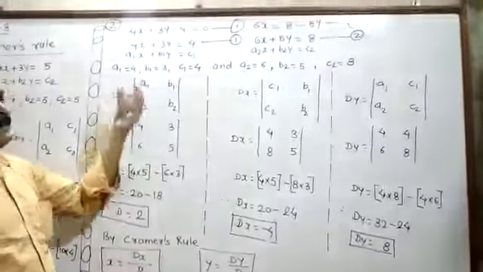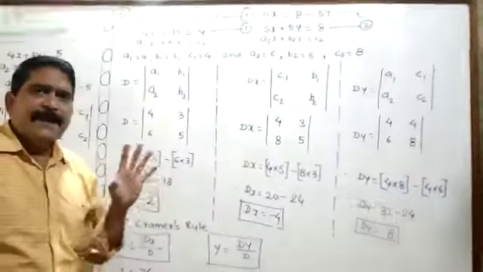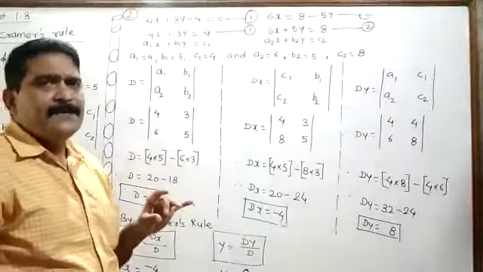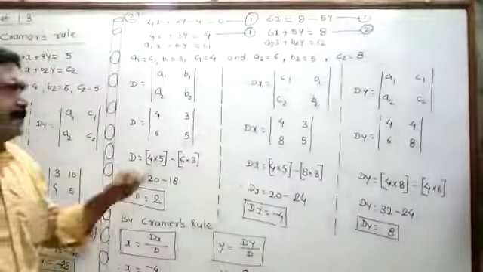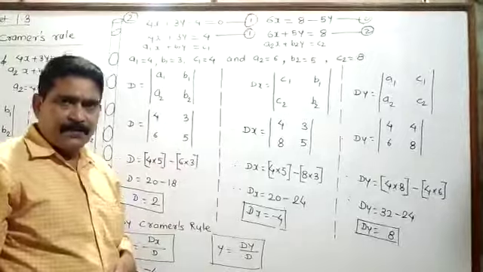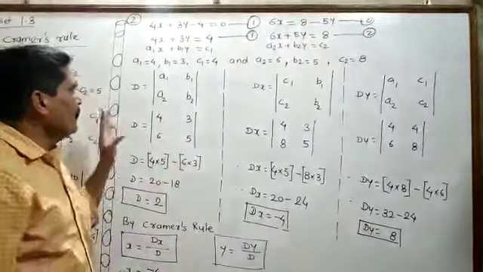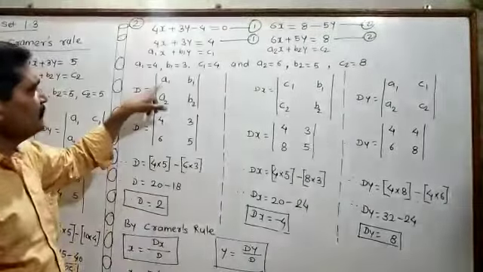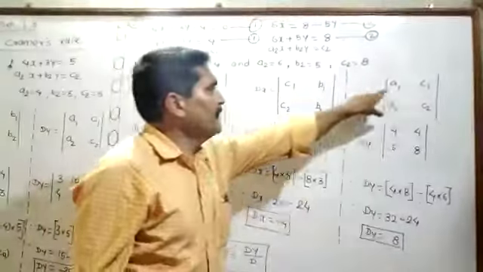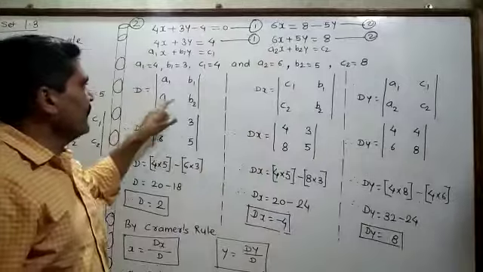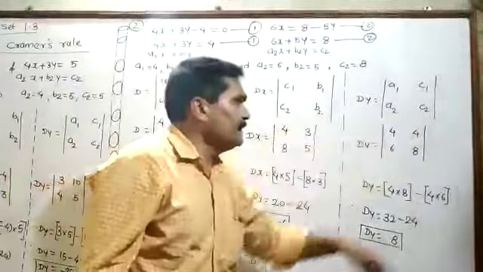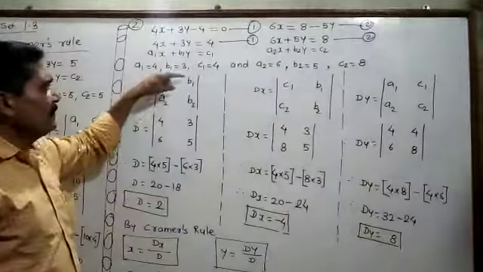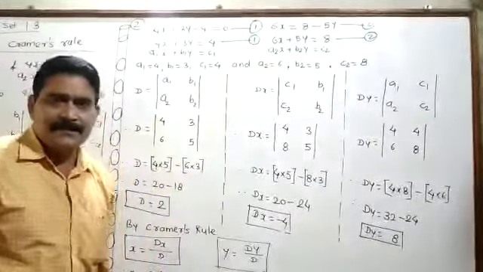Once we get the values of a1, b1, c1 and a2, b2, c2, then it is very easy to find dx and dy. Everybody understand? If you want to find dx and dy, by the tricky method you have to write a, b, c, b, a, c. Downside also a, b, c, b, a, c. Upside 1 will come, downside 2. Like this you have to write all these things.